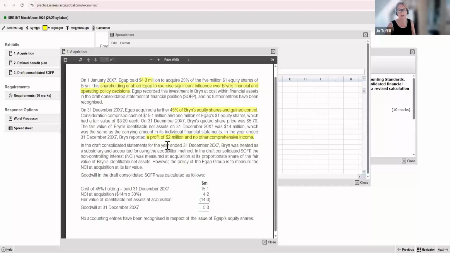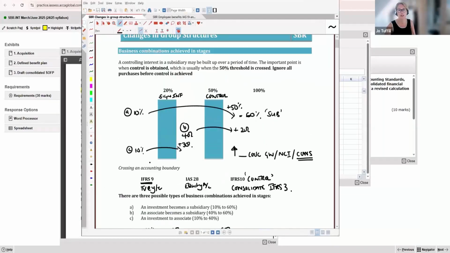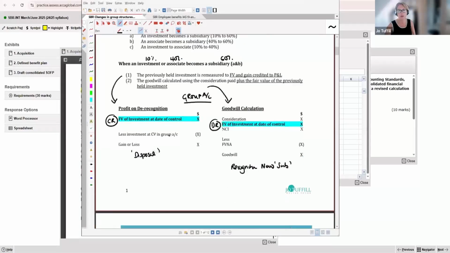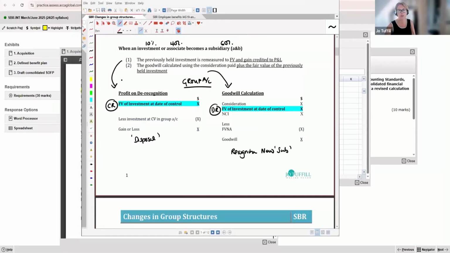So now we have got to convert this into a subsidiary. And in order to do that, if I show you my notes, just to bring you back to where I've done the notes, this is basically changes in group structures. And we are now going from significant influence, which would be B, all the way over to control. And when you do that, you have to do a profit on derecognition. You fair value the investment at 25%, and then you take off the carrying value in the group accounts.